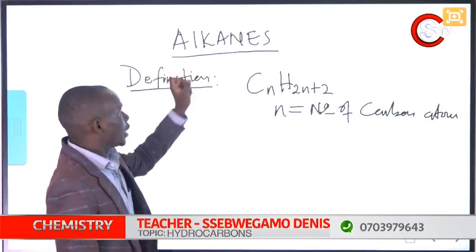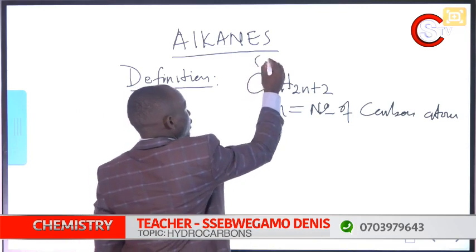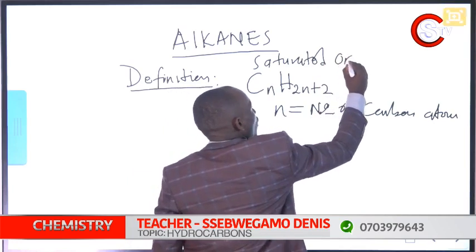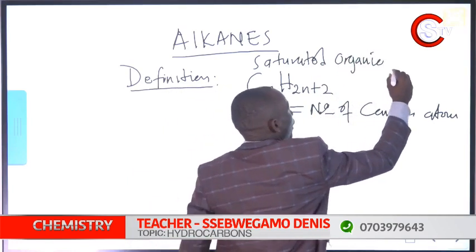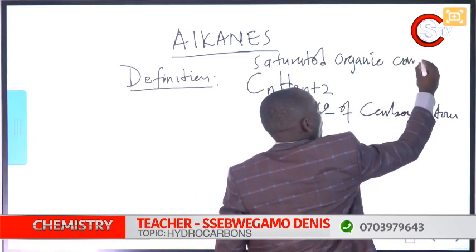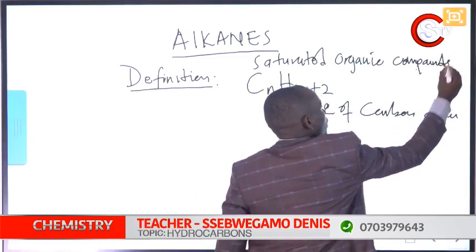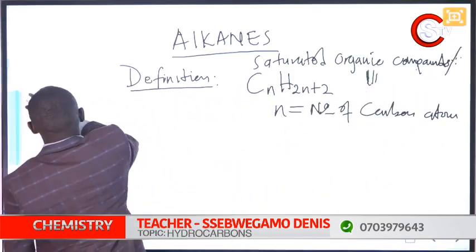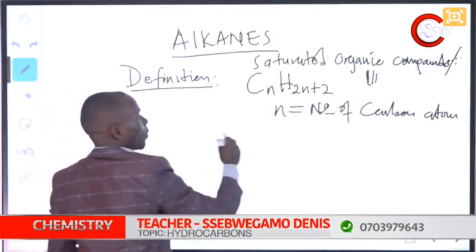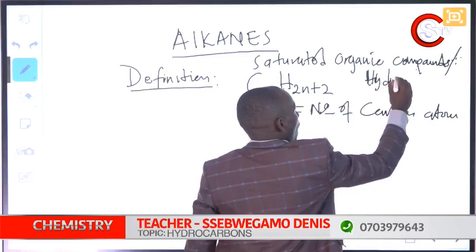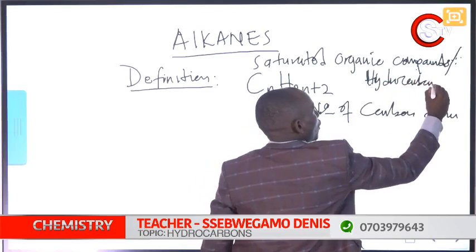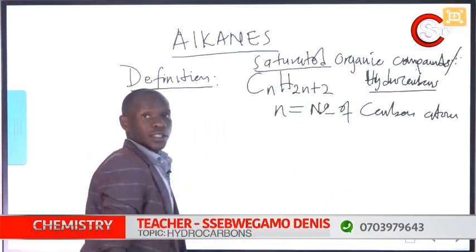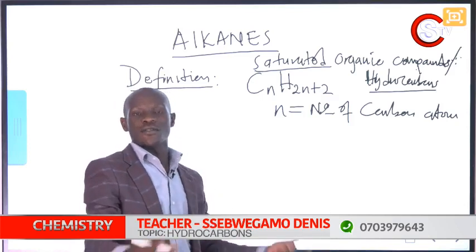So we are saying alkanes are saturated organic compounds, or you can simply say hydrocarbons. But what is the meaning of saturated? In simple terms, you can say saturated means they have enough.